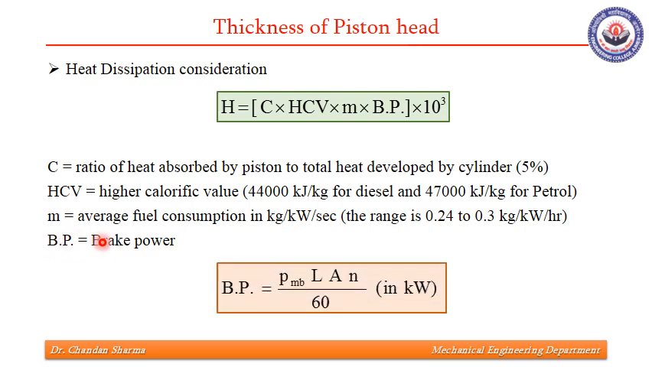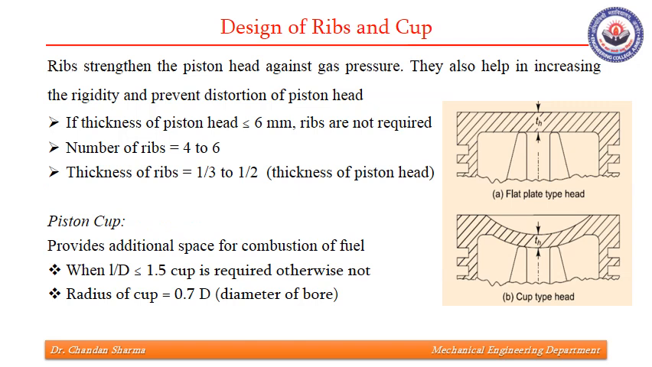So we will use this formula, and whatever values are coming, because those values are coming in kilowatt, and we need to have H in watts, we'll multiply it by 10 to the power 3 and we'll find H and put that in the formula, and we'll find what is th from heat dissipation. So whichever is the higher value, we'll take that as our thickness of piston head.